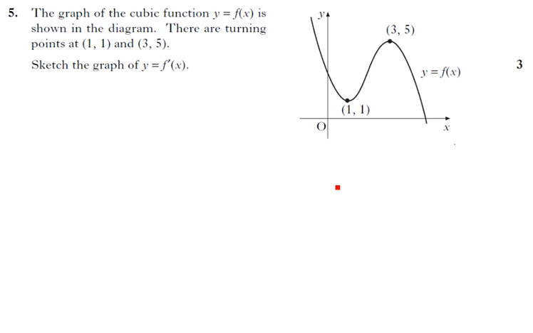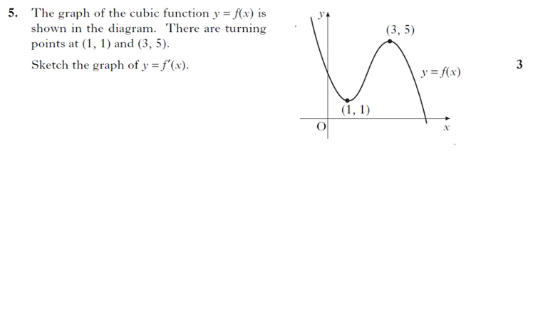In this question, we're asked to draw the graph of y equals f dashed x, given a function y equals f of x and its turning points. When we differentiate a function, we get the derivative, which is also known as the gradient function. By subbing in values of x, it will return the value of the gradient on the original function at that point. So what we need to do first is consider what the gradient is at different points on the curve y equals f of x.